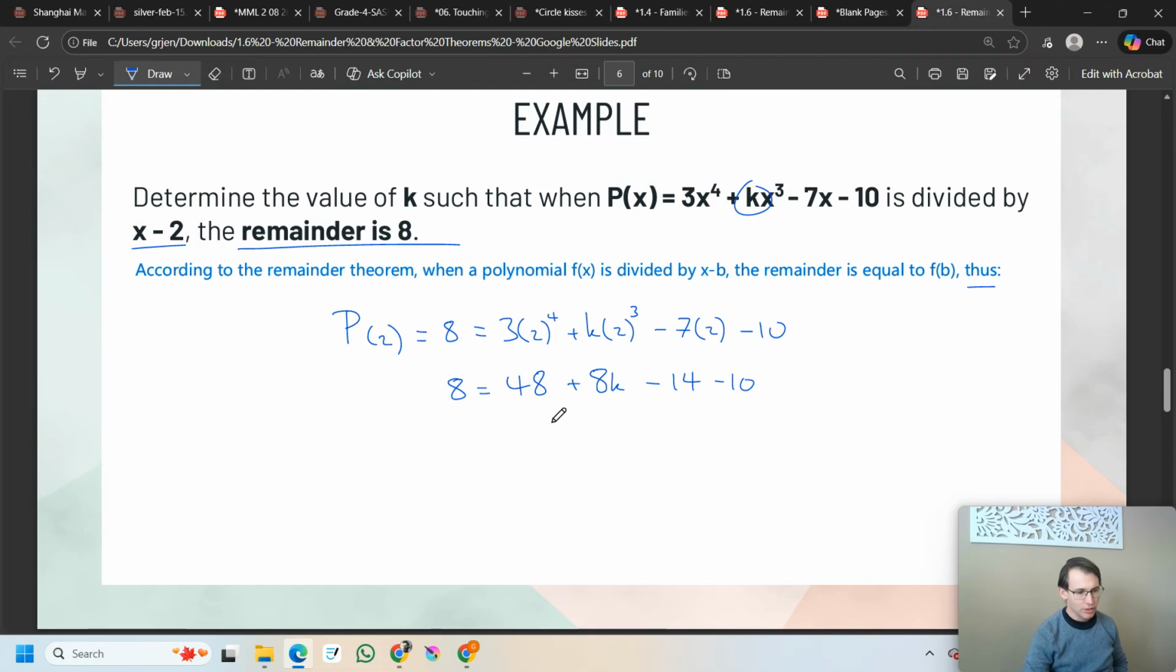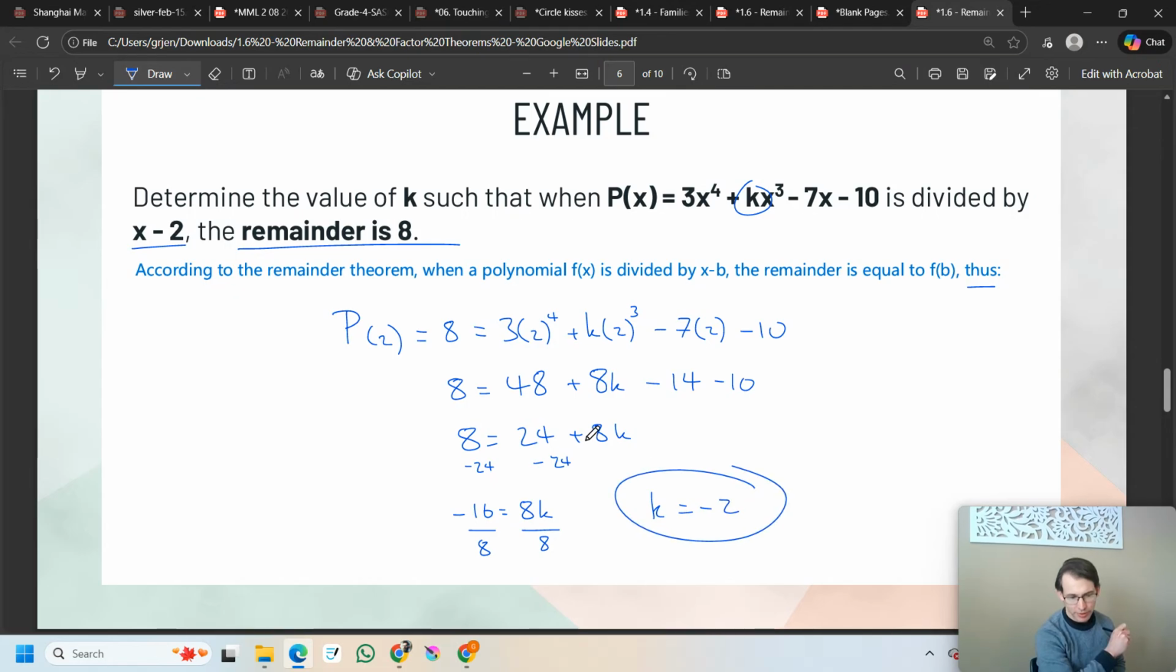So put all of that together. You got 48 minus 24. So we have, I'll write another line for your benefit, 48 minus 24 is 24 plus 8k. Subtract 24 from both sides. Minus 16 equals 8k. Divide both sides by 8. k equals minus 2.